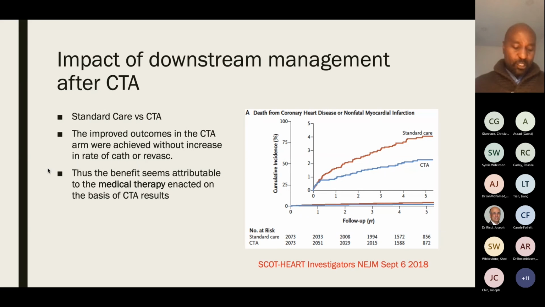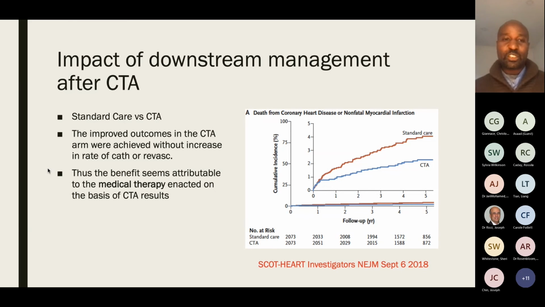And the impact of downstream management on medication after CTA can also be alluded to, and this is data looking at the SCOT-HEART study. So again, this was a study looking at patients with chest pain syndrome being evaluated for suspected coronary disease, standard care, so traditional stress testing versus CTA. And what you saw here was the outcome of interest in this study was death from coronary disease or non-fatal MI. And the blue arm, so CT arm, significant reduction in the incidence of that endpoint over 5 years.